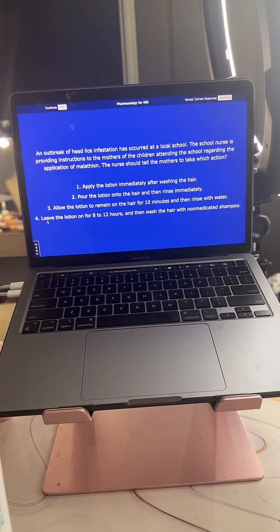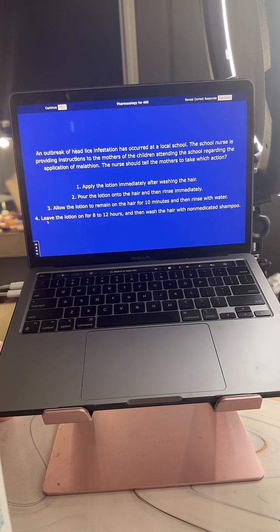You also do not have to wait for me to read the question in order for you to answer. This is Pharm 400. It says, an outbreak of head lice infestation has occurred at a local school. The school nurse is providing instructions to the mothers of the children attending the school regarding the application of malathion. The nurse should tell the mothers to take which action?